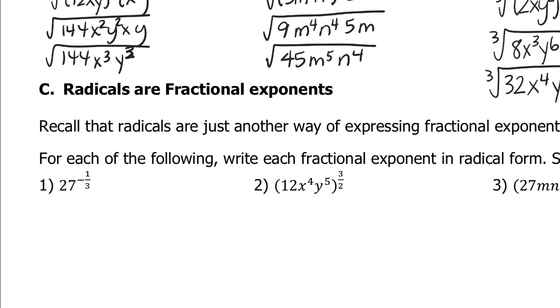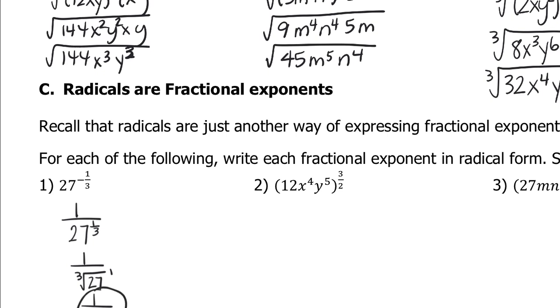So 27 to the negative 1/3. First of all, remembering our negative exponent rules from grade 9 and 10, this becomes 1 over 27 to the 1/3 in the denominator of the fraction. And then the denominator goes in the notch, to the power of 1. So the cube root of 27 is 3, and 3 to the power of 1 is 3. So this is equal to 1/3.